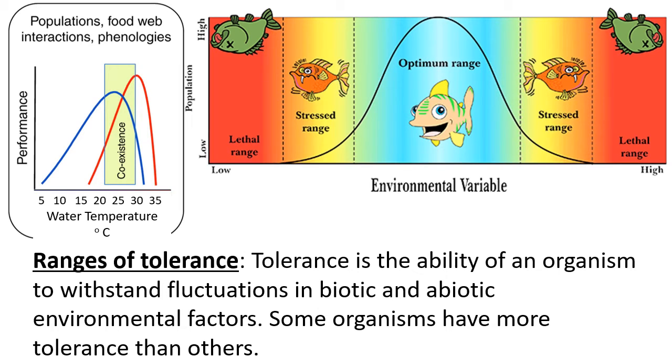Ranges of tolerance. Tolerance is the ability of an organism to withstand fluctuations in biotic and abiotic environmental factors. Some organisms have more tolerance than others. Like the fish above, it has an optimal range in a variety of environmental factors, including temperature, pH, food supply, and so forth. If it's close to the edges of the range, they'll become stressed and their populations will decrease. But if it's beyond their range, they will die out from the ecosystem.